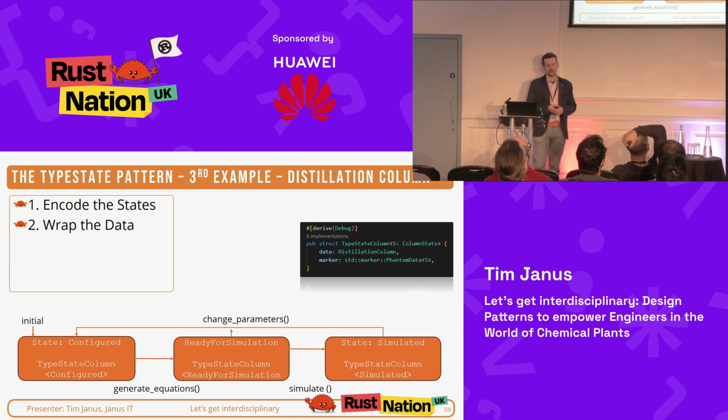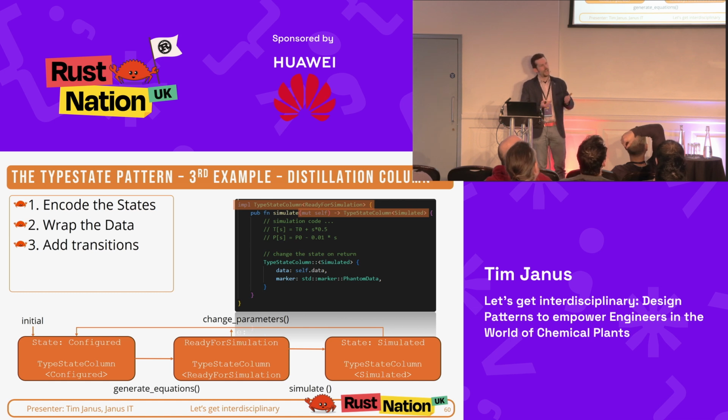And what you then do, in our case, we just wrap the data. We take the DistillationColumn as a data field. And when working here with the generic type parameter S, which needs to be a ColumnState, we don't instantiate it, but to help the compiler to reason about it, it's in this PhantomData marker type. So that's just a zero-size type. And that is like the core struct for our now type state pattern.